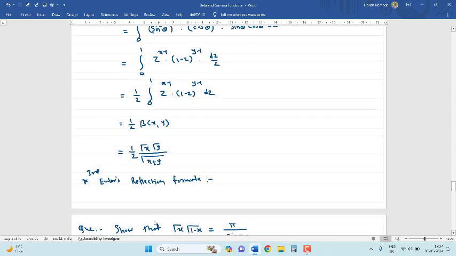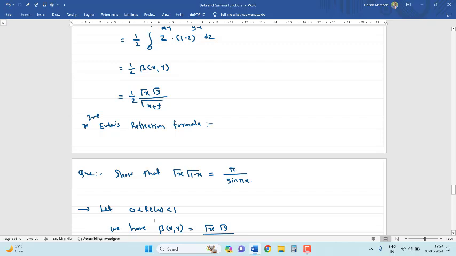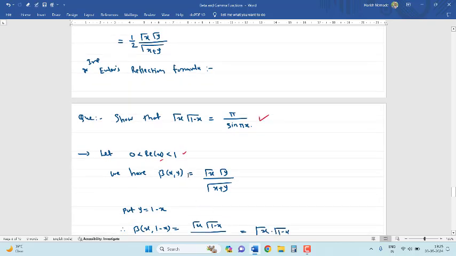Then we have the next important result, known as Euler's reflection formula. In it we have to show that gamma x into gamma 1 minus x is equal to pi upon sine pi x, where the real part of x lies between 0 and 1. We know that beta of x, y is equal to gamma x into gamma y upon gamma x plus y. Now put y equal to 1 minus x.